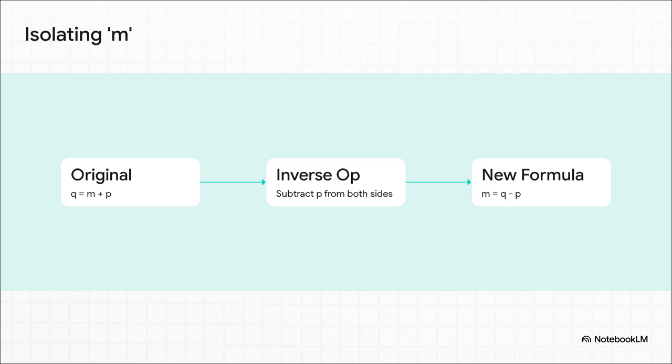Let's look at a simple balancing act. Say our original equation is Q equals M plus P. But what if we actually want M to be the subject? We need to isolate M. To do that, we move P to the other side using inverse operations. Since P is currently being added, we just do the opposite. We subtract it from both sides. Let's flip the equation so M is on the left, which gives us M plus P equals Q, and then subtract P. Now our new formula is M equals Q minus P. See? We've successfully changed the subject.